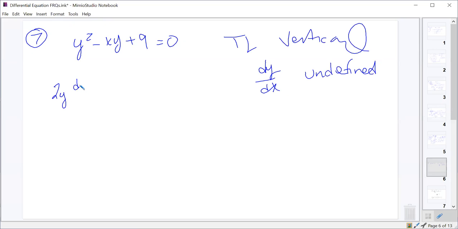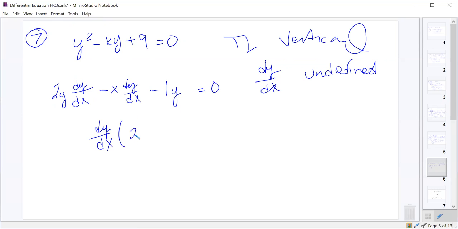So 2y dy/dx, minus, and then xy is a product of two functions. So we'll do minus x times the derivative of y, and then the derivative of negative x minus 1 times y, plus 9 becomes 0, and equals 0 is still equal to 0. Everybody good with the derivative there to start with?